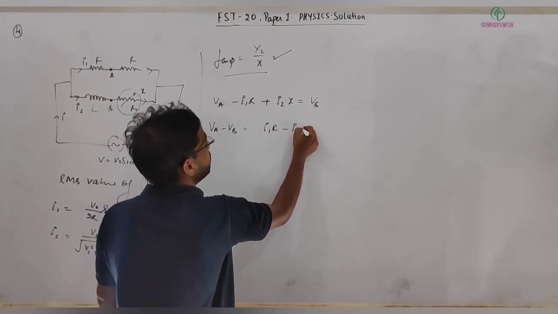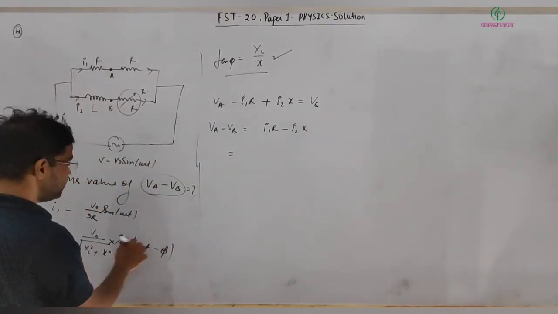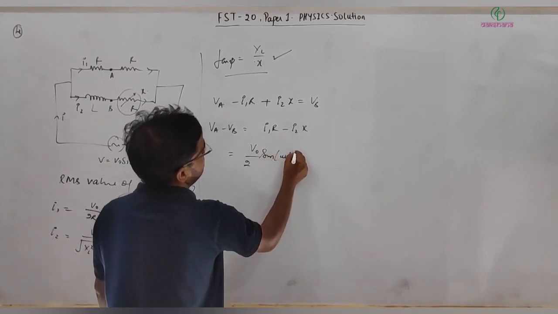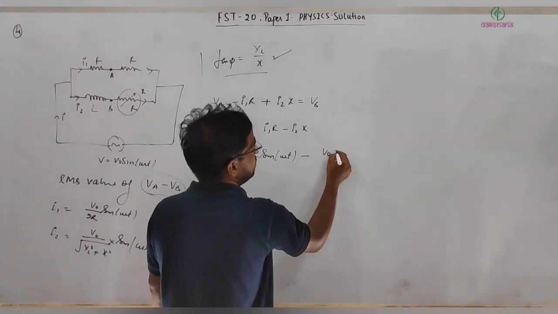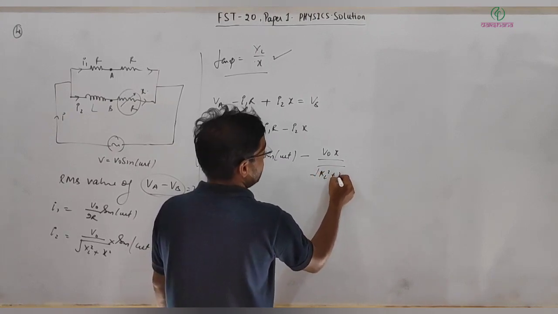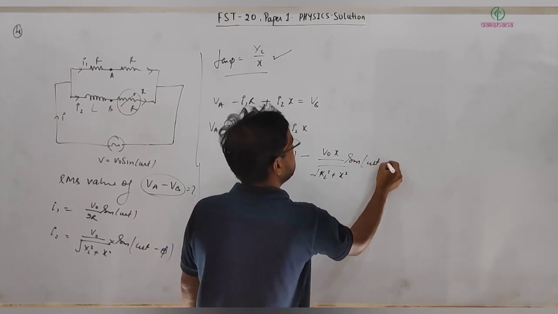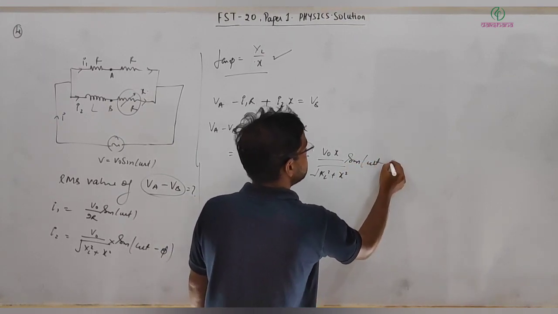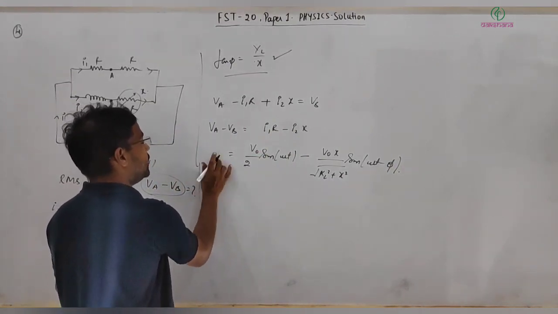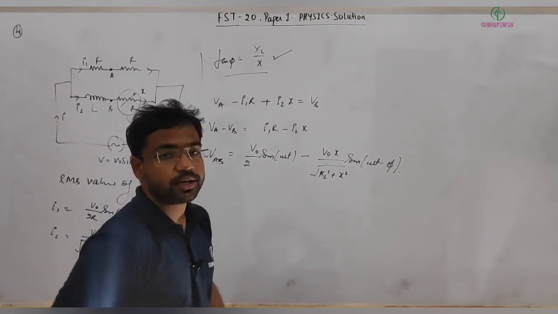This implies VA minus VB is equal to I1 into R minus I2 into X, and then I can substitute, so it comes out to be simply V0 divided by 2 into sine of omega t minus V0 into X divided by under root XL square plus X square into sine of omega t minus phi. So this is the expression of delta V, that is VAB, the potential difference across A and B.